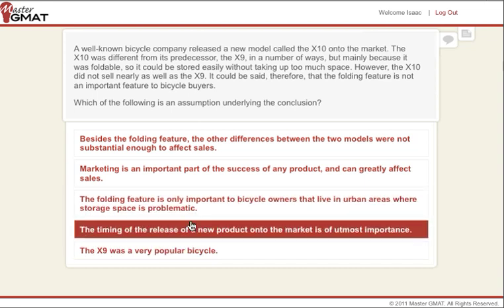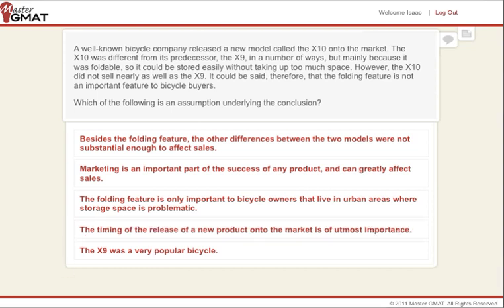In D, the timing of the release of a new product onto the market is of utmost importance. Well, what does that mean? Basically, if the author assumed that timing was important, this is kind of like marketing. He or she wouldn't have come to the conclusion that ignores the release timings and put all the blame on the X10 sales on the folding feature. We need something that concentrates on the folding feature, not on something else over here. So timing has nothing to do with anything.